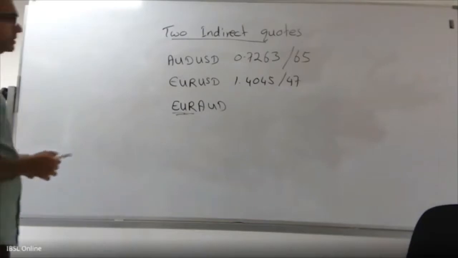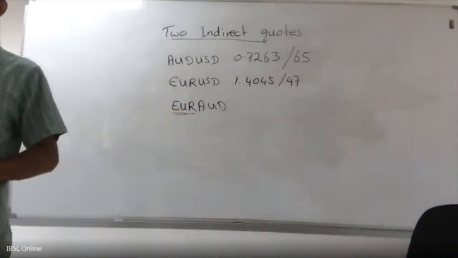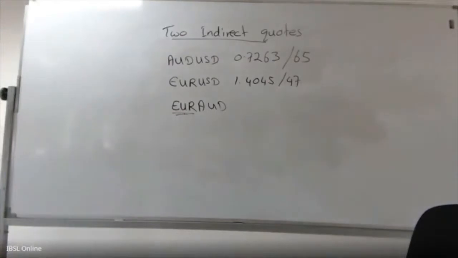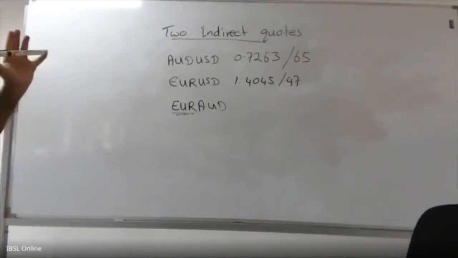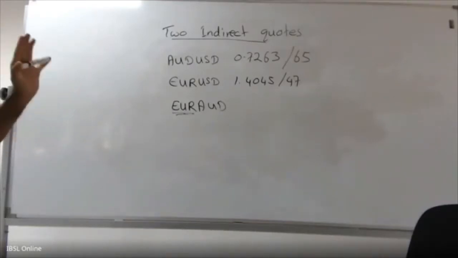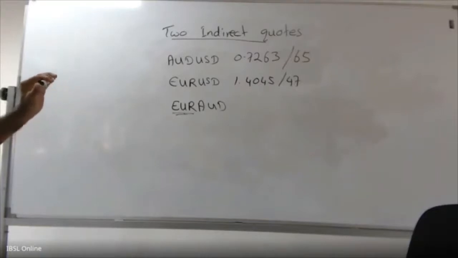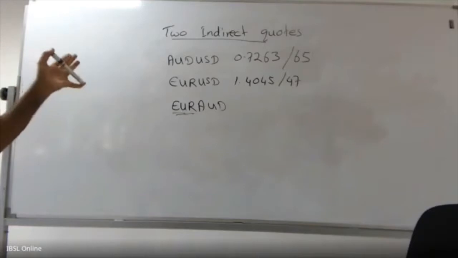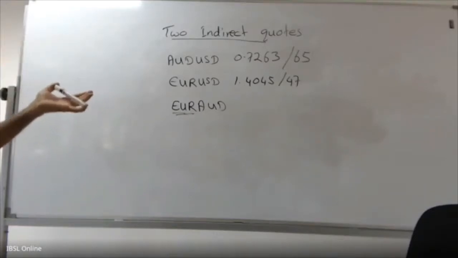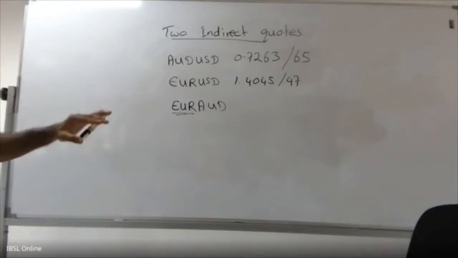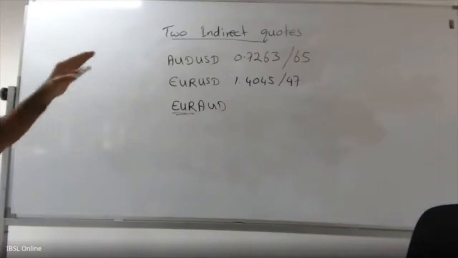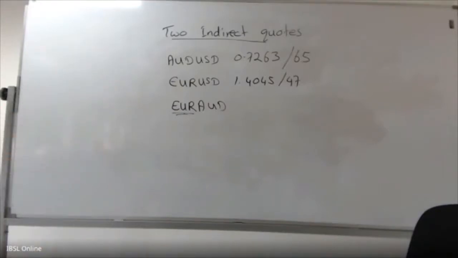Now, how do you calculate the bid and offer for Euro AUD? It's the cross division again, but in the numerator it should be the exchange rate of the base currency. In the denominator it should be the exchange rate of the counter currency. What is the base currency here? Euro. So therefore, exchange rate against dollar of euro should be at the numerator, and the exchange rate of Australian dollar against dollar should be at the denominator.